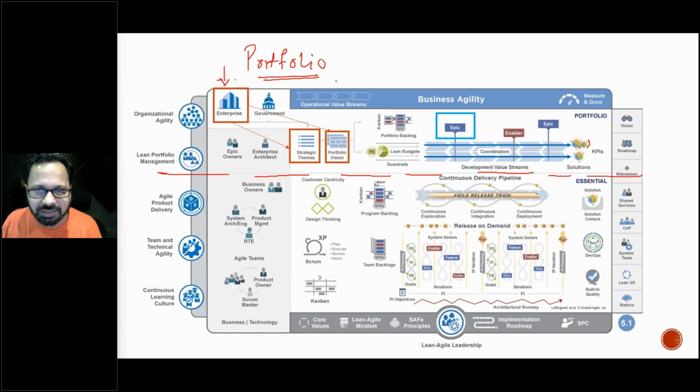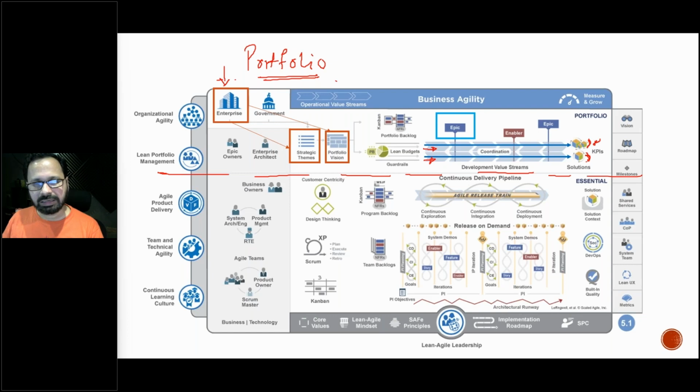So here you can see there is a value stream. This is one value stream, this is another value stream. This value stream is delivering a bunch of solutions. This value stream is delivering again a solution. This is possibly delivering a suite of solutions. This value stream is delivering one single solution. So each portfolio can contain one or more value streams.